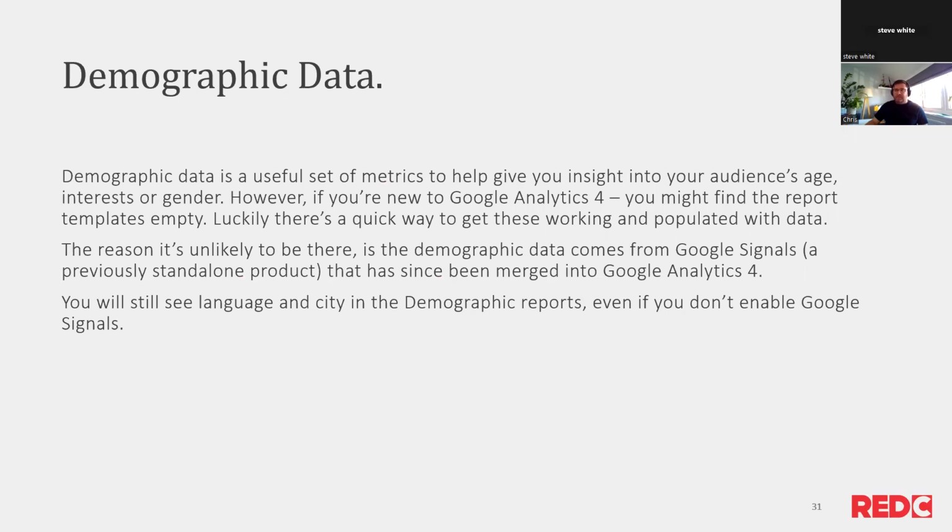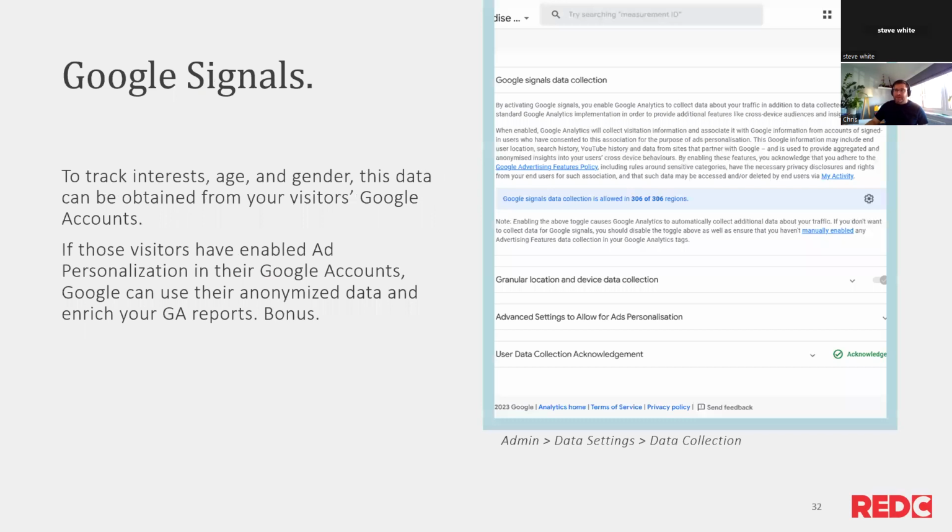Now, by default, demographic data won't populate in Google Analytics 4, and that's because you need to enable another setting called Google Signals. And Google Signals is another layer of data collection, and you can see that in the admin data settings, data collection tab in the settings. But you have to turn it on, and you have to agree to Google's data collection acknowledgement. There's a little box down here. You can see that you've told customers or users on your site how you're going to use their data. So if you want to see demographic data, please make sure you've got that turned on.